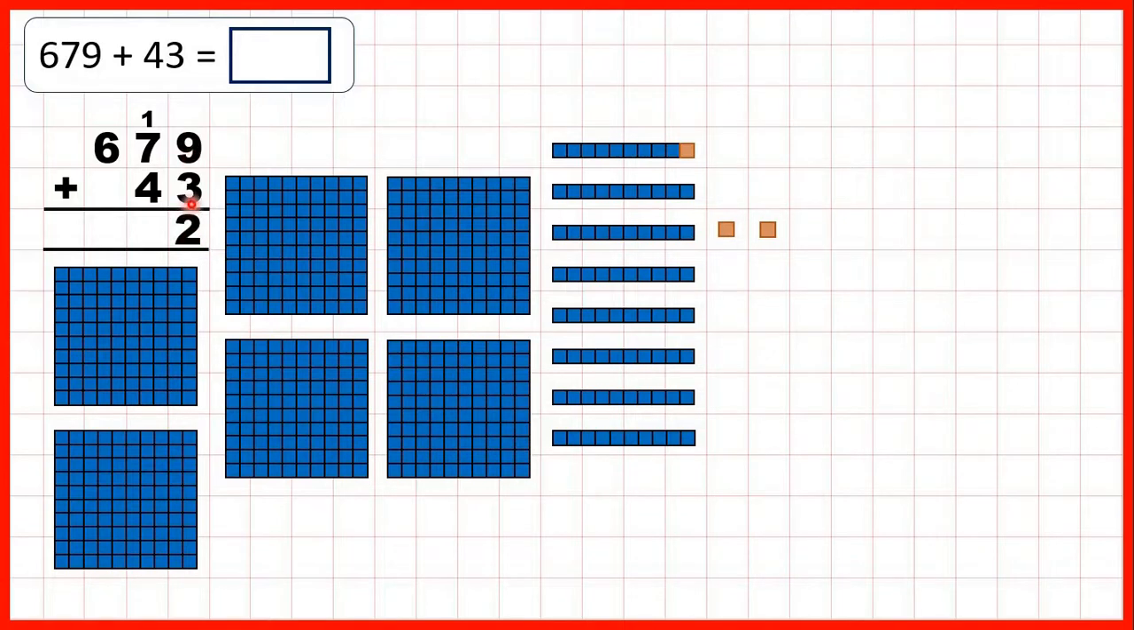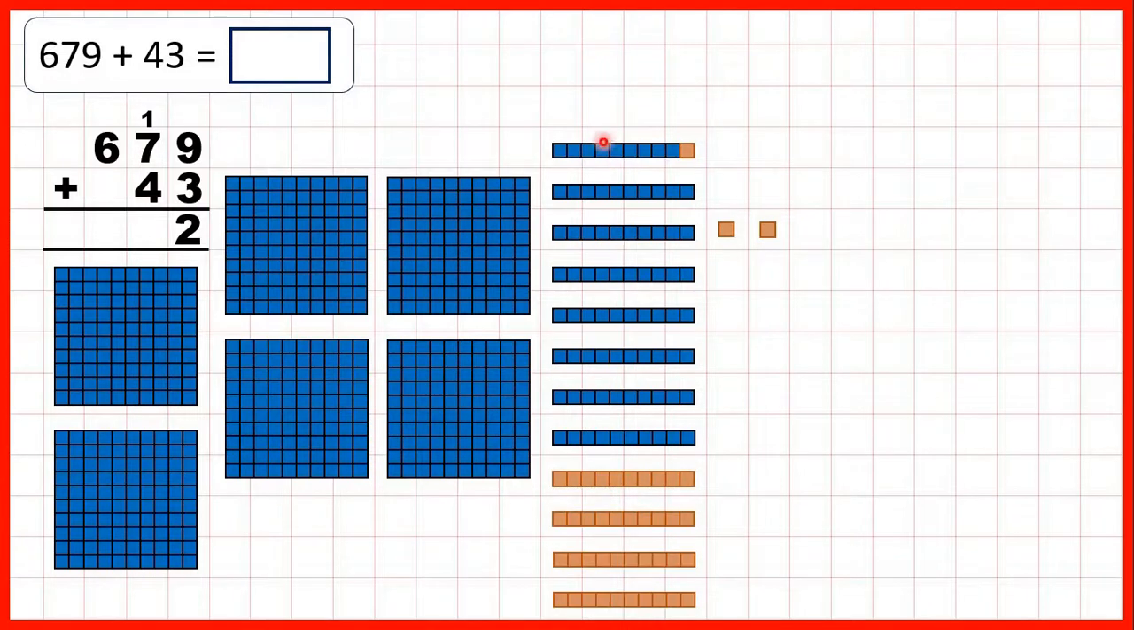So 9 plus 3 is 12, but we write the first digit above the next place value column along because we can exchange it. So now we have 1 plus 7, that's the 1 that we made from adding our 1s, and the 7 that we started with, and we need to add 4 more 10s. If we add 4 10s, we now have 12 10s altogether.